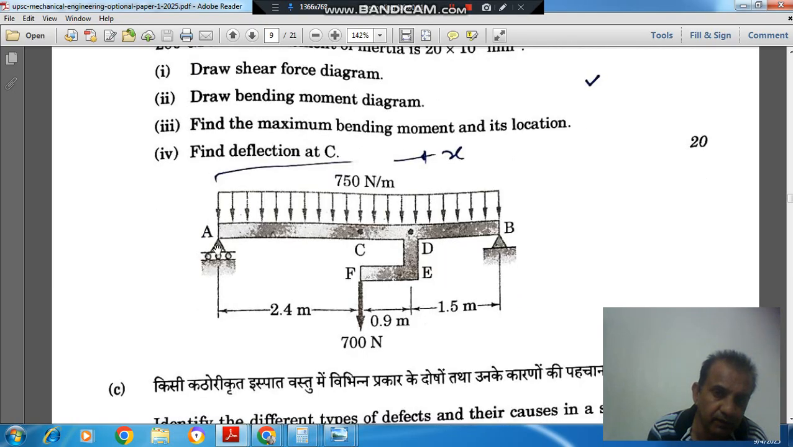So this is the given figure. This is A, this is B, this is C, this is D, E and F. This distance is 2.4 meter. This is 0.9 meter. This is 1.5 meter. This load is 700 Newton and the uniformly distributed load is 750 Newton per meter.